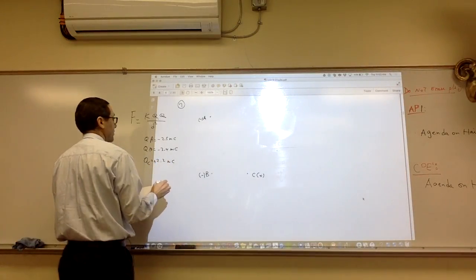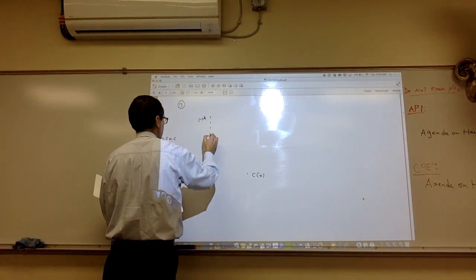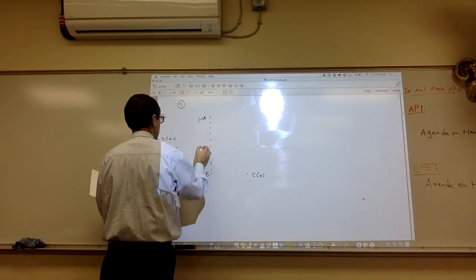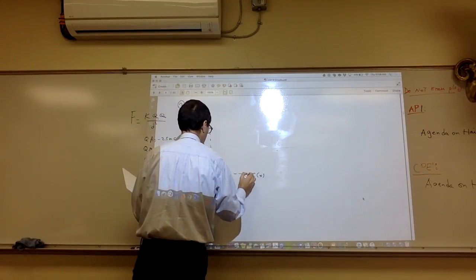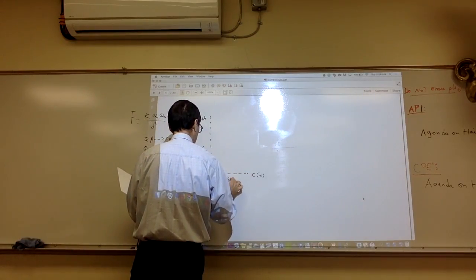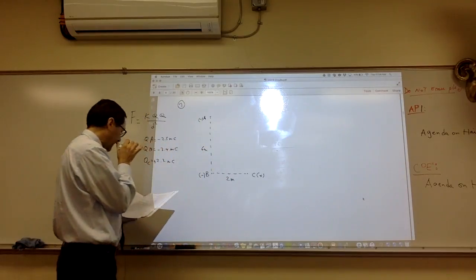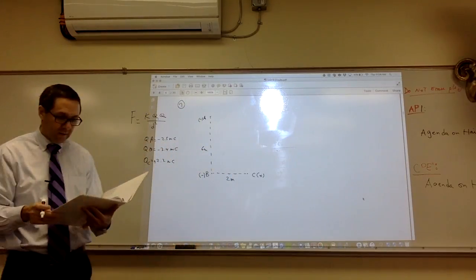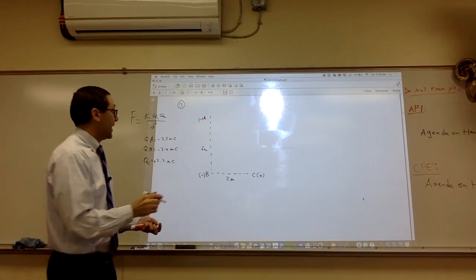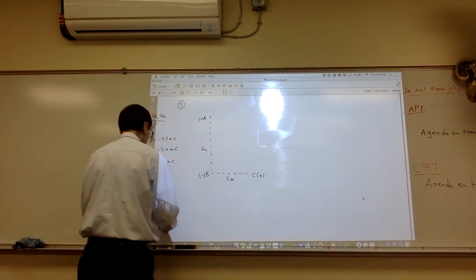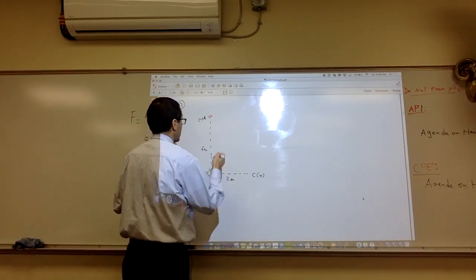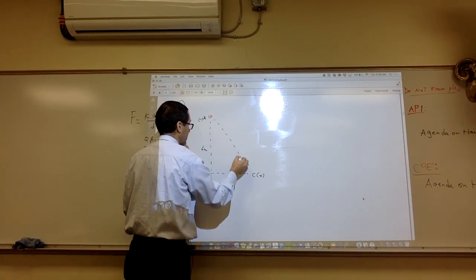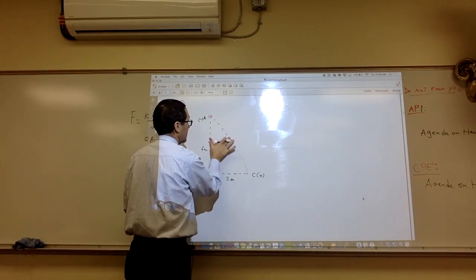From B to A, the distance is 6 meters. From B to C, that's 2 meters. The question is asking to find the net force on sphere A, so we're going to concentrate on A. Now I'm going to complete this triangle, and it's a right triangle.